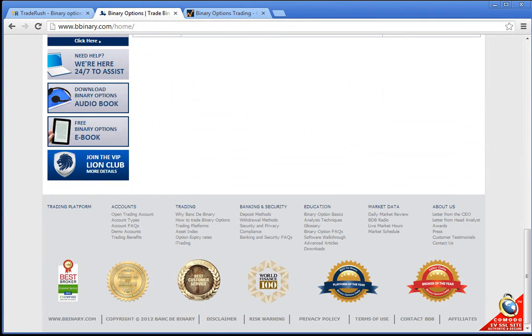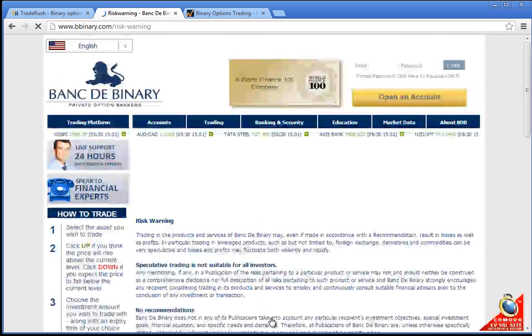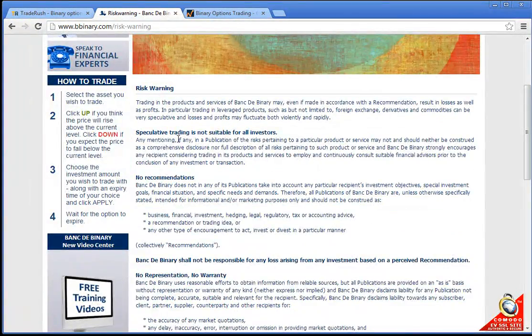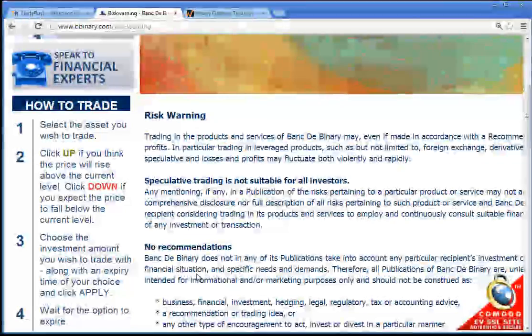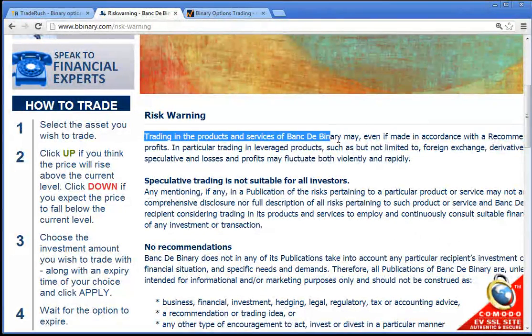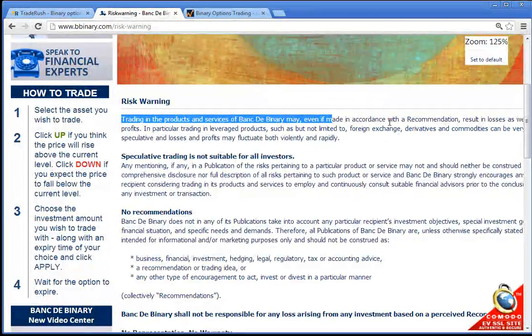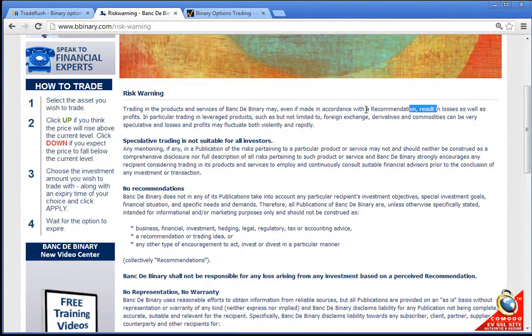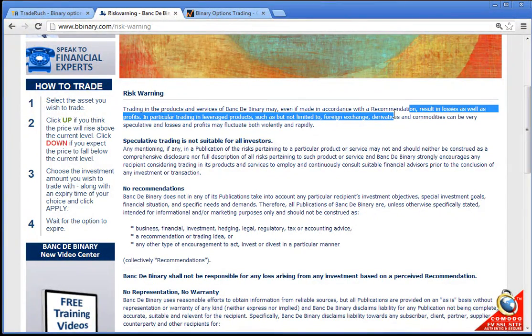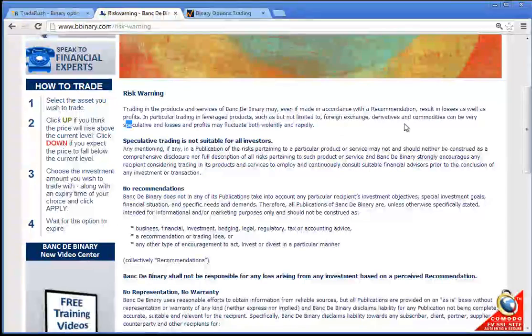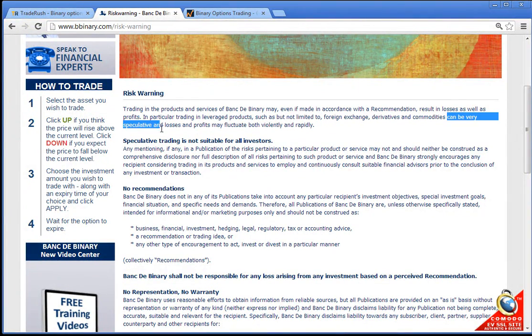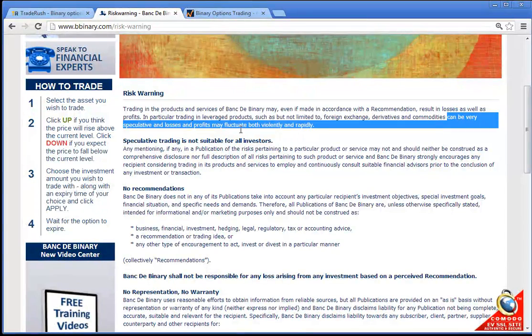Nothing. That can't be right. Ooh, disclaimer and risk warning. You know what? Let's take a look at risk warning. Let me zoom in. It's good not to have any annoying pop-up bar. Trading in products and service may, even if made in accordance with recommendation, result in losses as well as profits. In particular, trading in leveraged products such as, but not limited to, foreign exchange, derivatives, and commodities can be very speculative, and losses and profits may fluctuate both violently and rapidly.